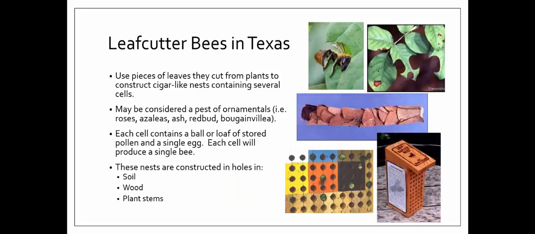Leafcutter bees use pieces of leaves that they cut from a plant to build the cigar-like nests containing several cells. They can be considered as pests of ornamental plants, such as roses, azaleas, and bougainvillea, because they deform the leaves. Each brood cell will contain a ball of pollen and a single egg, therefore producing 1 bee per cell. Their nests can be constructed in holes found in the soil, wood, and even plant stems.